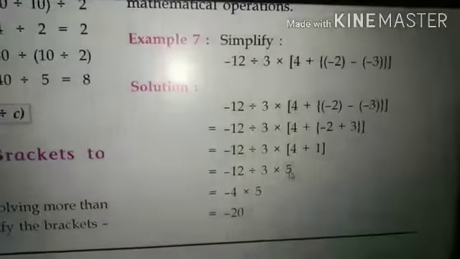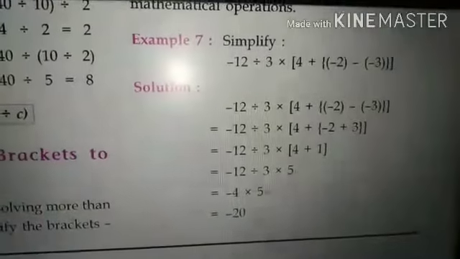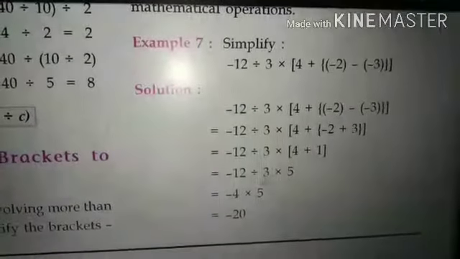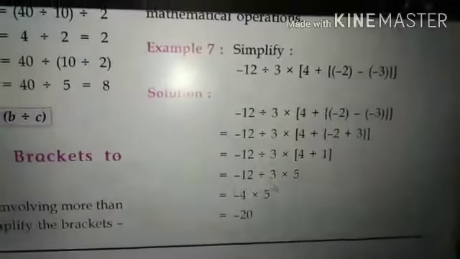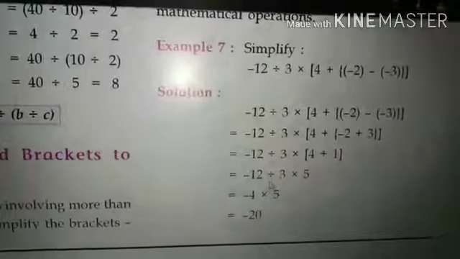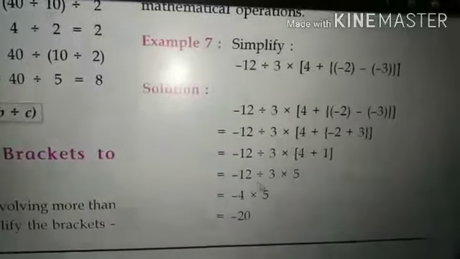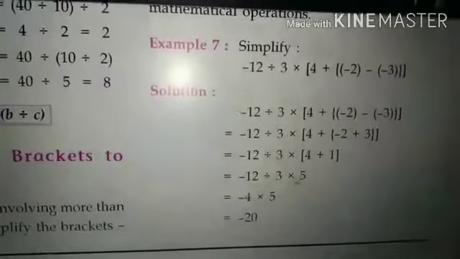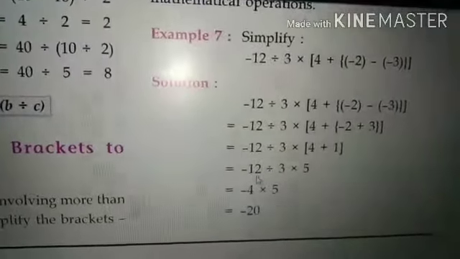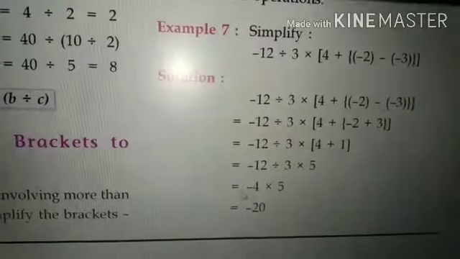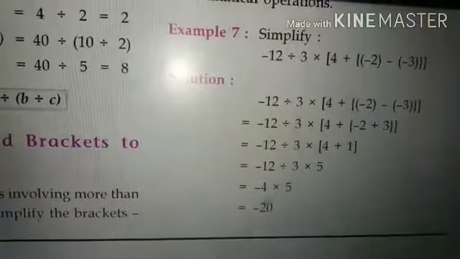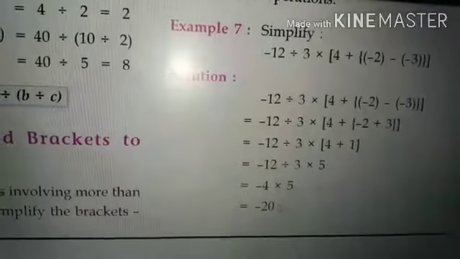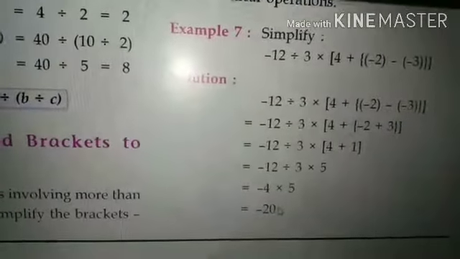Now we need to put here the square bracket. Minus 12 divided by 3 into 5. We have two operations here, division and multiplication. Which one will we solve? Division. Division comes first before multiplication. So minus 12 divided by 3 is equal to minus 4, copy down the multiplication sign, then 5. Minus 4 multiplied by 5 is equal to minus 20.